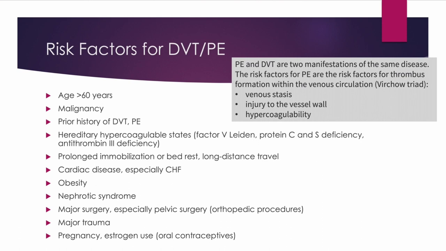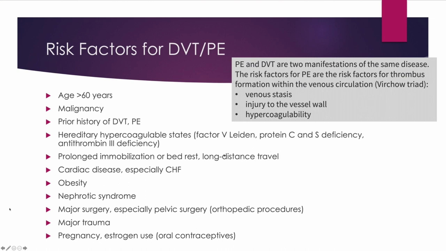So now that we understand that, now we can look at the more specific risk factors. So pretty much with any disease, the risk with age goes up. Above 75 for sure high risk. Above 60, we have to consider that a risk factor. We mentioned malignancy as it poses a hypercoagulable state. Prior history of DVT or PE also puts you at higher risk. These hypercoagulable states like factor 5 Leiden, protein C and S deficiencies, and antithrombin 3 deficiencies are also putting you in a hypercoagulable state. Prolonged immobilization puts you in venous stasis. Long distance travel as well.